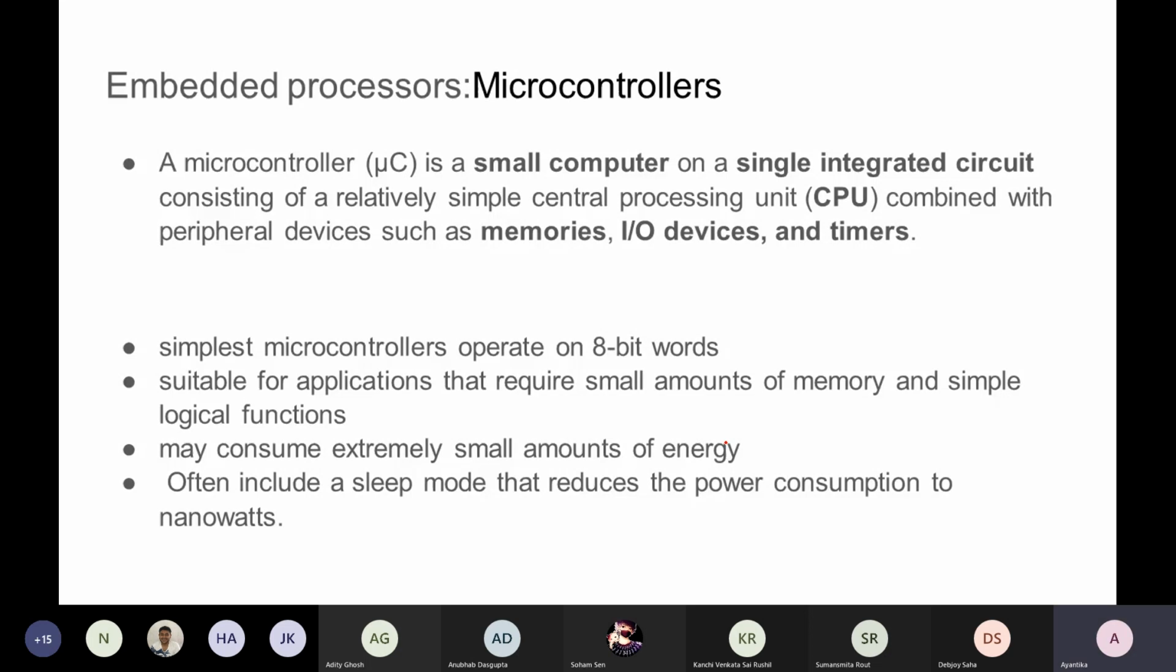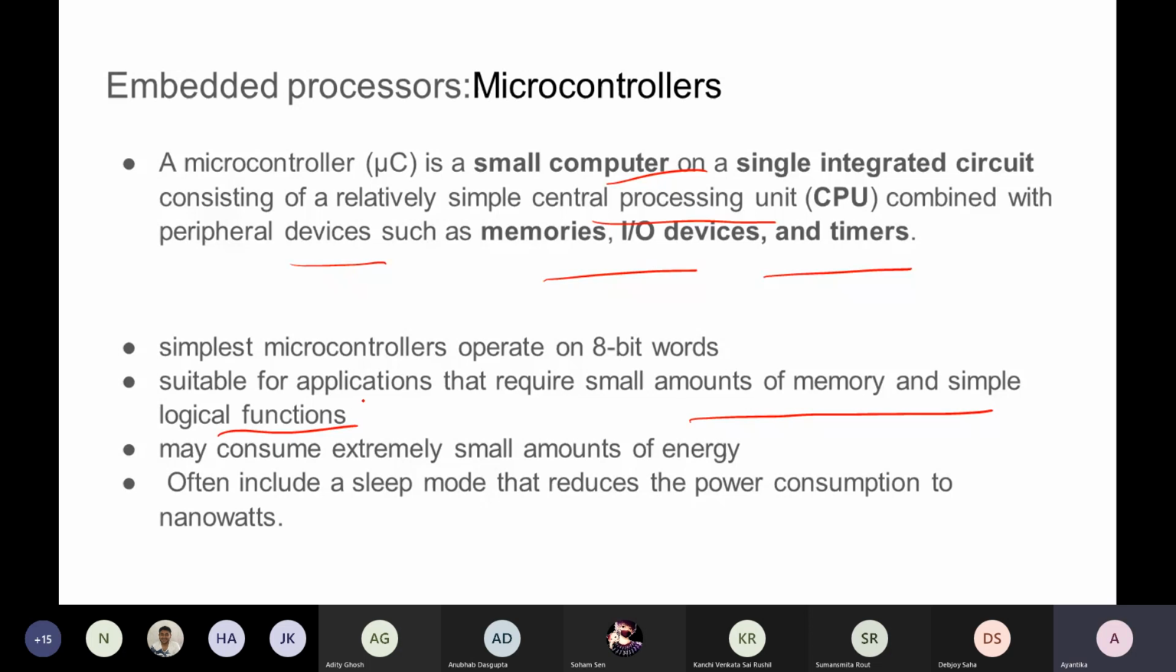In case of microcontroller, what do you understand by microcontroller? It is a small computer on a single integrated circuit. Okay. And it is a simple CPU, that means the processing unit, combined with peripheral devices like IO, and embedded communication ports, such as memories, IO devices, timers, etc. Okay. So simple microcontrollers operate on 8-bit, suitable for applications that require, as we have already mentioned, a small amount of memory and simple logical functions.